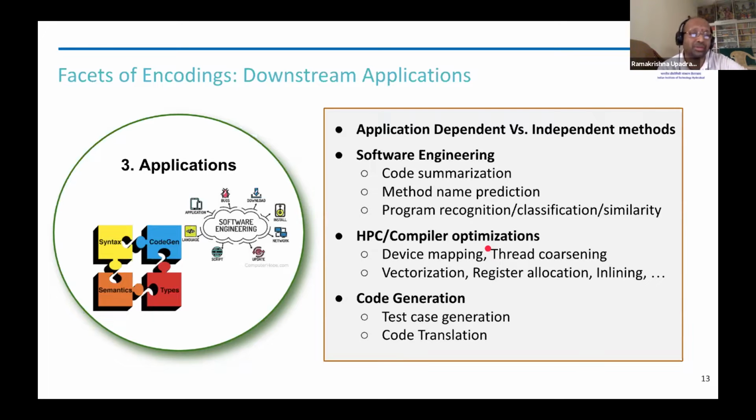And then we have the very important high performance computing or compiler optimizations. We have GPUs, we have CPUs everywhere, and you want to get good performance on them. You want to take a piece of code and automatically tell whether it runs best on CPUs or GPUs. You want to characterize its memory caches, etc., using neural networks. You want to do thread coarsening. These applications are covered by the later talk by Professor Divyandu. And then you want to do vectorization, inlining, etc., and various code generation techniques.